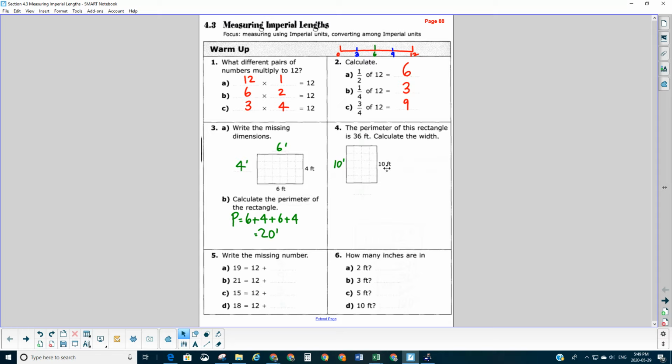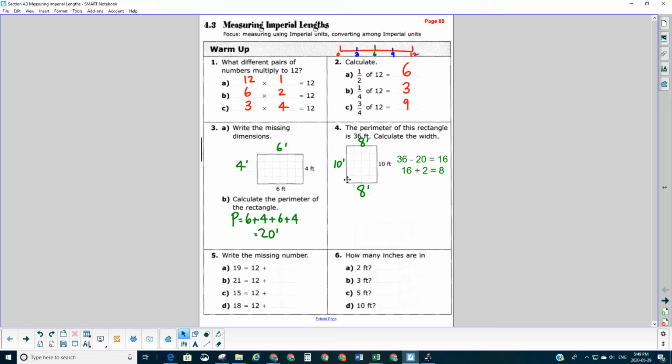So if we have accounted for that, what are we left with? Well, 36, the entire perimeter, we've already included this 10 and 10 are 20. That means there's 16 feet left over. And then we're going to take that 16 feet and we have to use some of it here and some of it here. Well, they're even amounts, so we're going to take that 16 feet and divide it by 2, and we would get 8 feet. That means the width is going to be 8 feet wide.